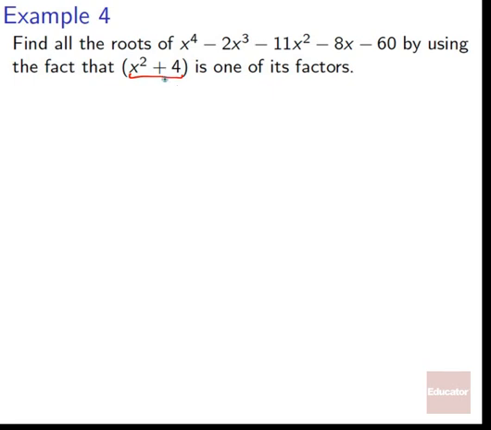So we know that we can pull out x squared plus 4. If we're going to pull it out, can we use synthetic division? No, because it's not in the form x minus k. We've got this x squared. So we've got to use polynomial long division.